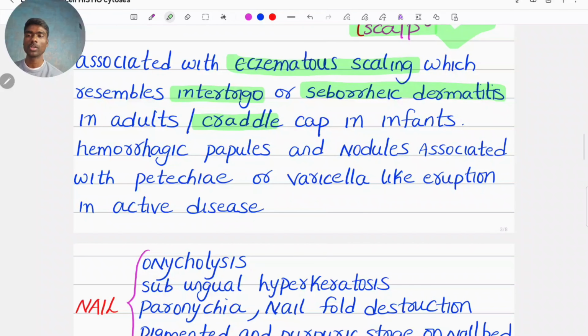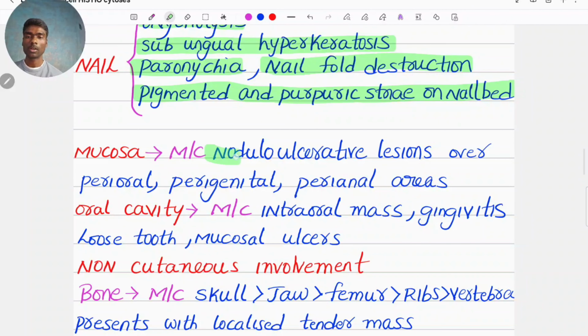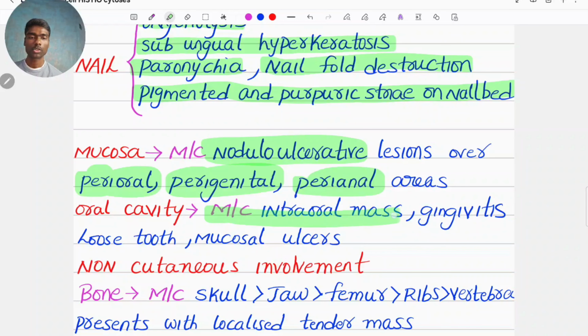If the disease is more active, hemorrhagic papules, nodules with petechiae or varicella-like eruption may also occur. Coming to nail changes: onycholysis, subungual hyperkeratosis, paronychia, nail fold destruction, pigmented or purpuric striae on the nail bed. These are all nail changes of Langerhans histiocytosis. Mucosa: most commonly nodular ulcerative lesions around perioral, perigenital and perianal areas. In the oral cavity, most commonly we see intraoral mass, gingivitis, loose teeth and mucosal ulcers.